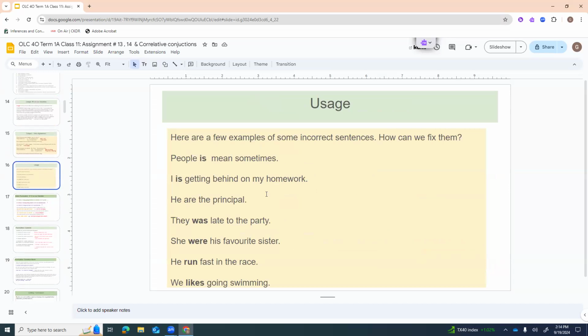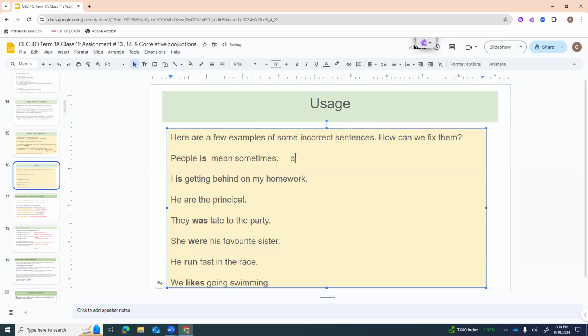Here are a few examples of incorrect sentences, like people is mean sometimes. Well, people is kind of a plural, so I wouldn't use is. I would change it by using are. People are mean sometimes. I is getting behind on my homework. Is doesn't get used with I. We always use am instead. He are the principal. Okay, so he is singular, but are is for plurals. So I would put he is the principal.